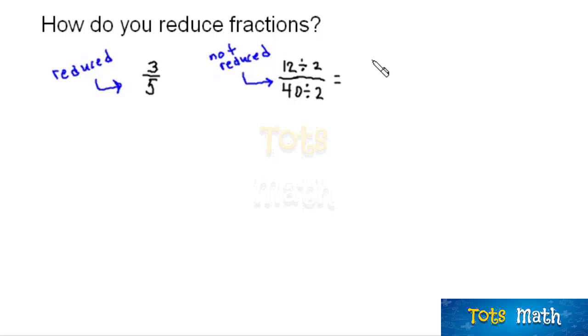And that gives us 6/20. Well, we did reduce the fraction a bit, but it's not in simplest form. That means we can reduce it further. Well, again, 6 and 20 are even numbers, so let's divide by 2. And now I have 3/10. 3 and 10 have no common factors apart from the number 1, so 3/10 is a reduced fraction, and it's in simplest form.